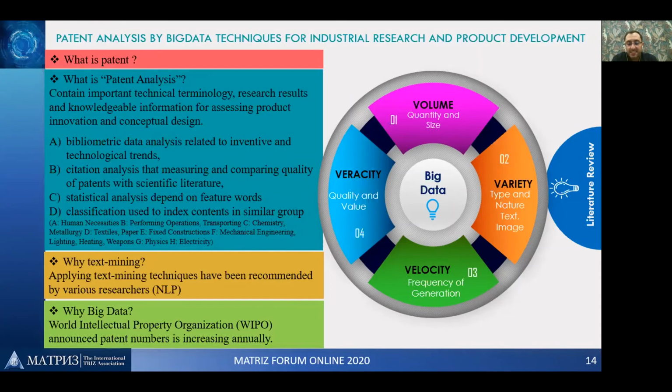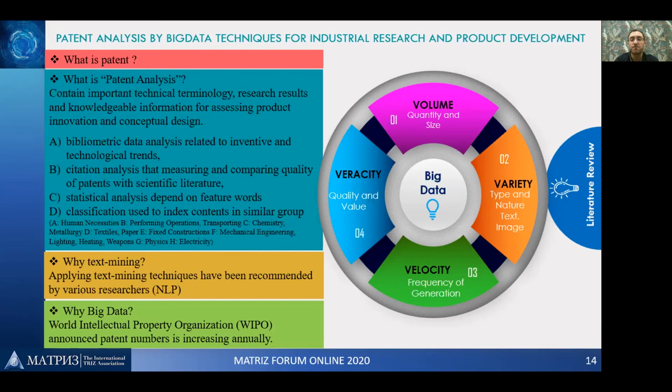Cooperative Patent Classification, CPC, defines 8 various groups for patents, which are human necessities, performing operations, transporting, and so on. The reason that we use text mining in our research is because various researchers recommend text mining techniques to extract valuable information from patents. Also, we use big data because big data has some characteristics which match with the patent analysis.